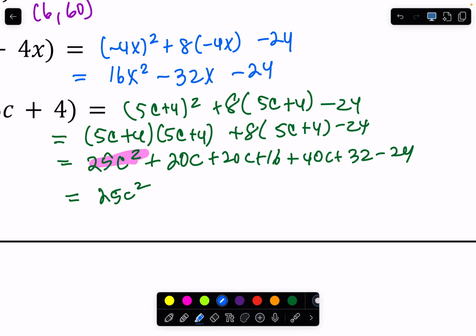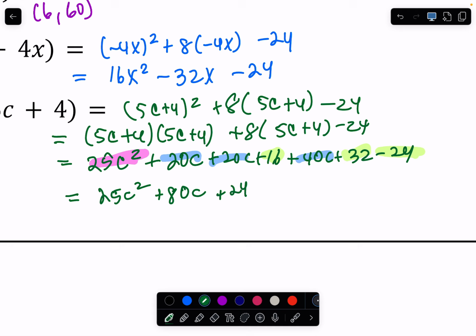Now as far as C's, we have quite a few. We have 20, 20, and 40. We have a total of 80 C's. I say 80, but I don't write 80. There we go. And then as far as numerical components, 16 plus 32 is 48, minus 24 is positive 24.